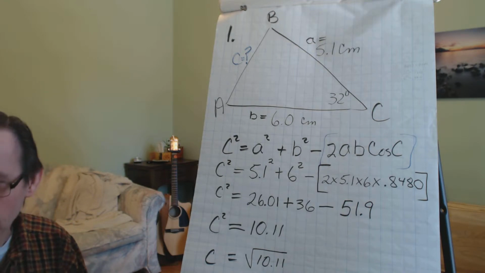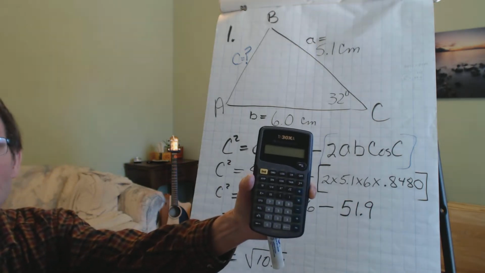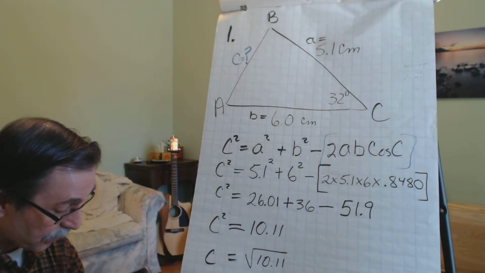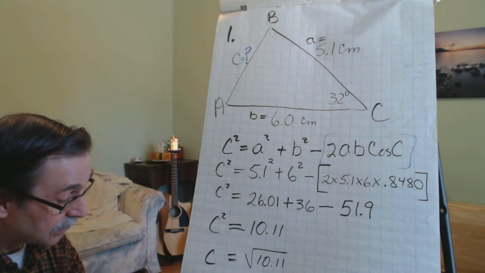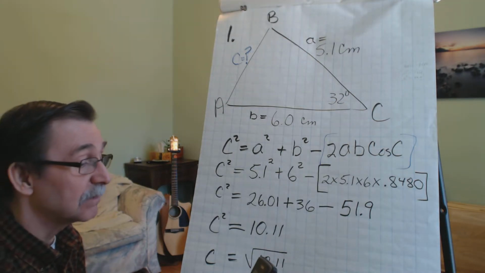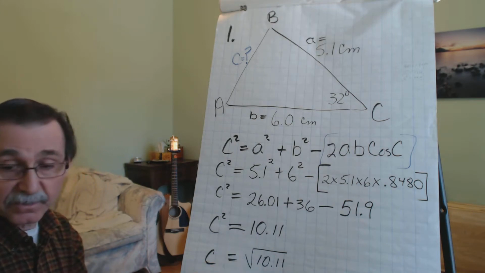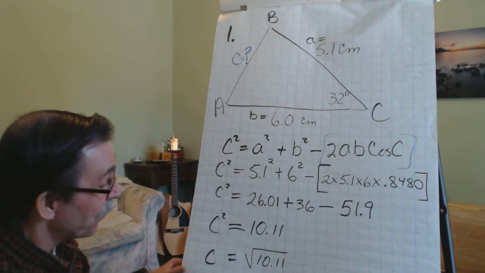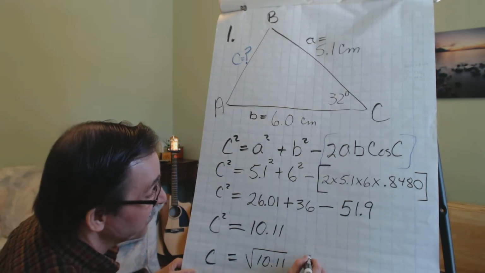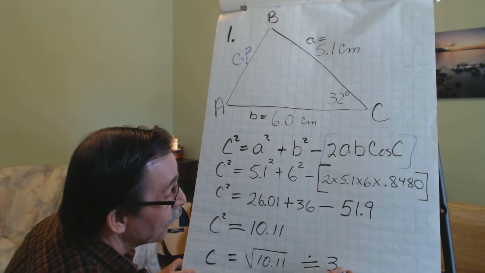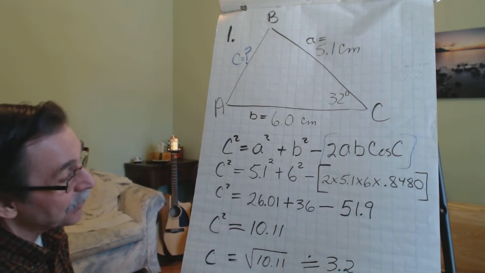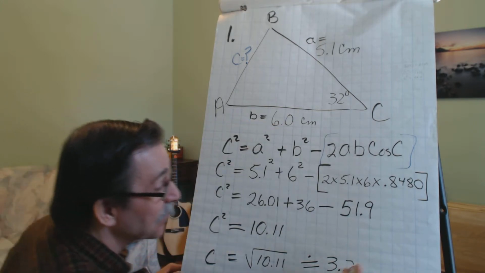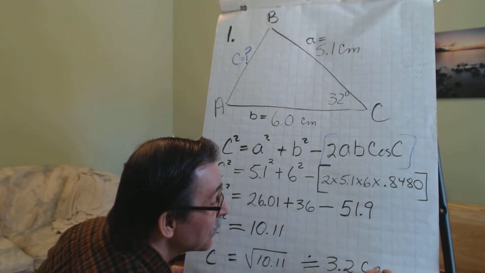So you plug that into your calculator. I'm using the TI-83 today. And let's see what I get. 10.11 square root. And I get a big one. Oh boy. Okay, 3.179 and so on. I'm going to go the easy way and call that 3.2. Now, did I put units in there? Yeah, I did. So obviously, since our units are all the same, this is going to be 3.2 centimeters.